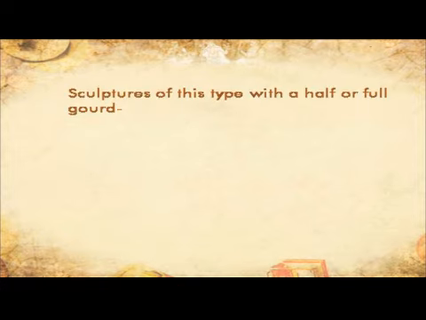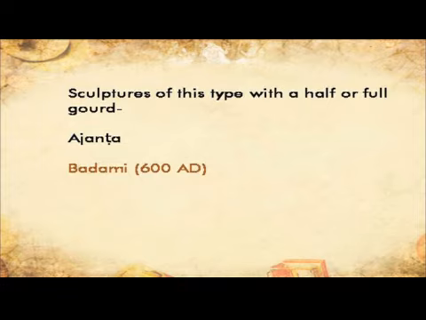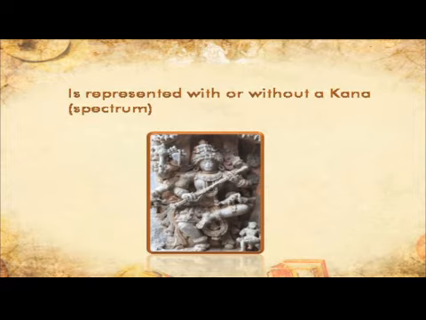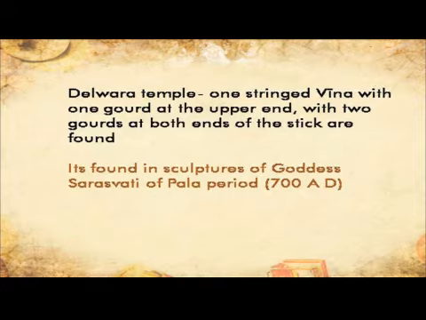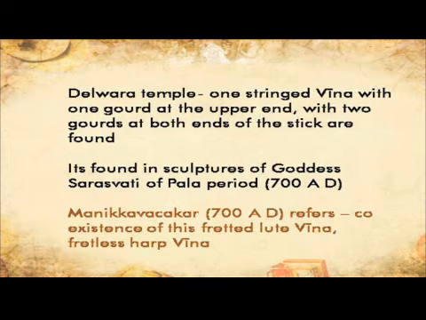Sculptures of this type with a half or full gourd are found in Ajanta, Badami 600 AD and Ellora 700 to 1000 AD. This is represented with or without a crossbar. In Dilwara temple, there are two varieties of one-stringed veena with one gourd at the upper end or with two gourds at the bottom ends of the stick. This type of veena is also found in the sculptures of goddess Saraswati of the Pala period 700 AD. Manikavachakar 700 AD refers to the coexistence of this fretted lute veena and the fretless harp veena.